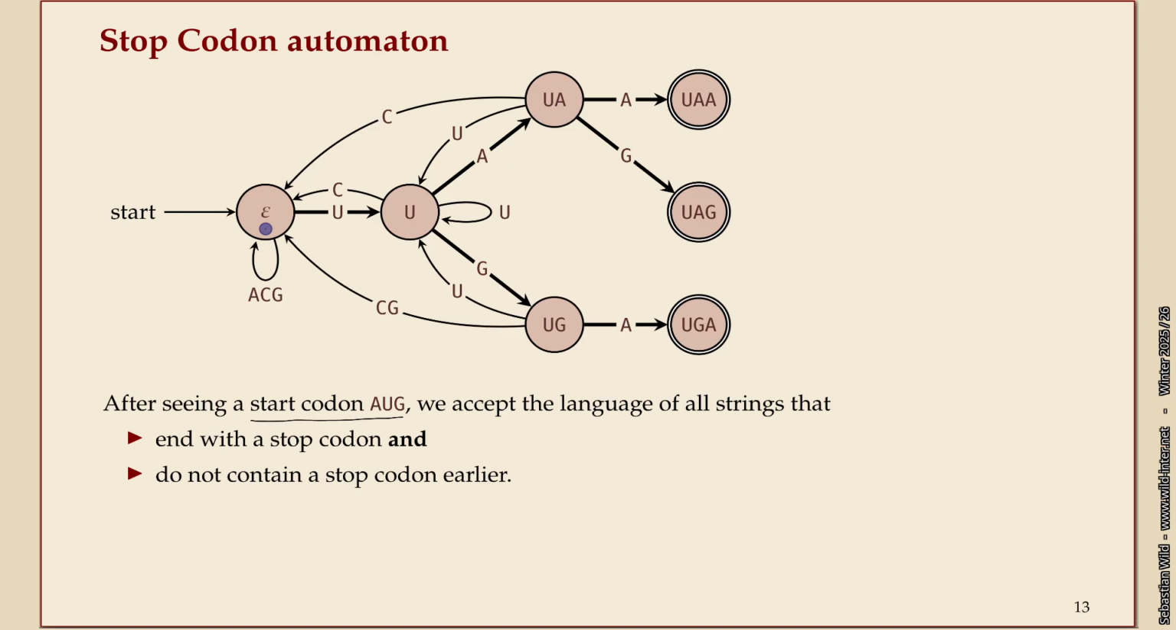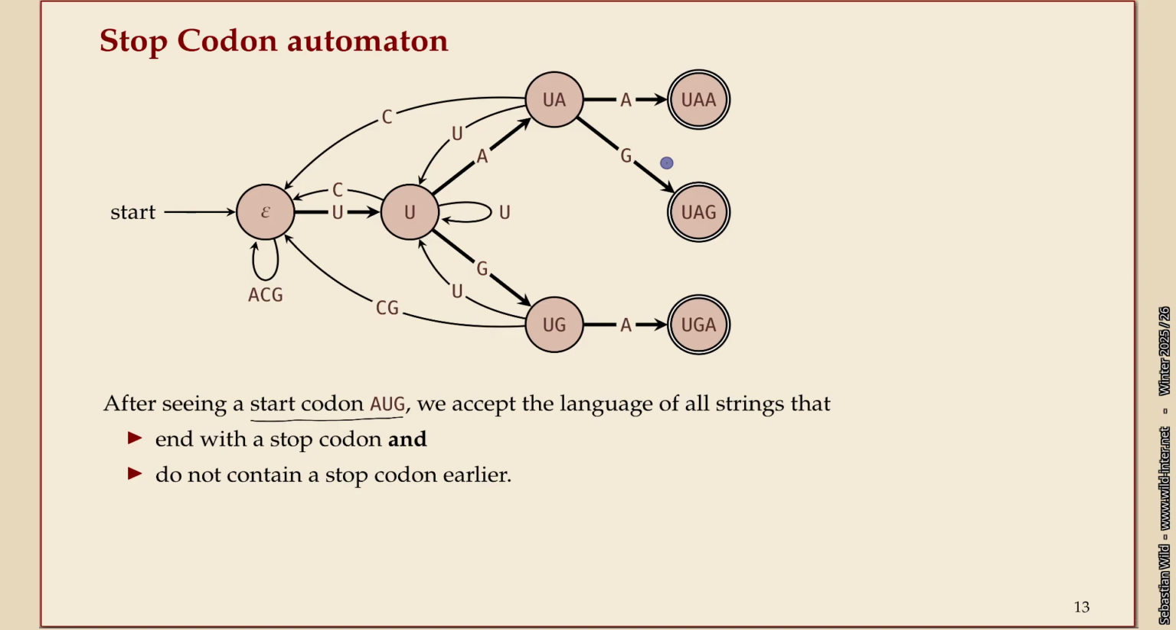We're only interested in the conditional, so the conditional number of characters you still have to read after seeing the start codon before you see the first stop codon. And that's the language that this automaton accepts. It can be described this way. You can, of course, from the automaton read off other descriptions of the language, but it turns out the automaton is the most natural one.